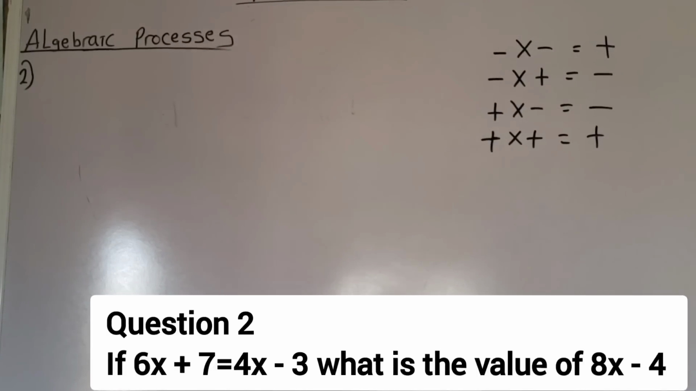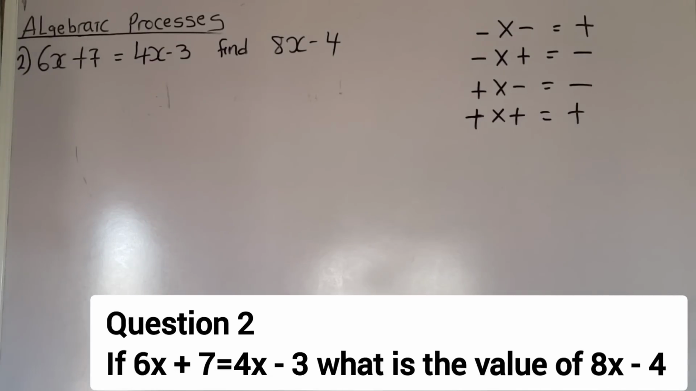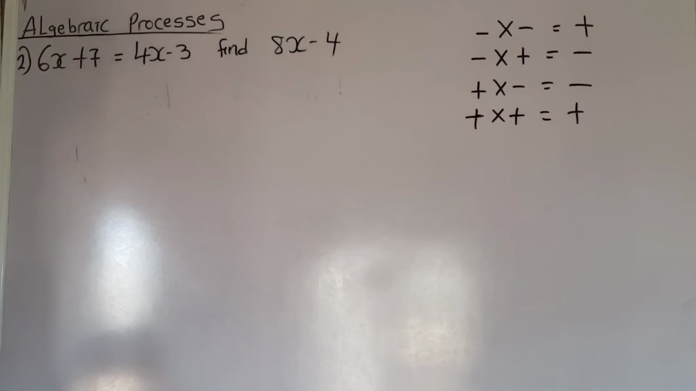Okay, question 2. If 6x plus 7 is equals to 4x minus 3, what is the value of 8x minus 4? I want you to pay attention. We cannot find the value of 8x minus 4 without knowing the value of x, okay? So it's similar to the previous question that we solved, okay? I'm very sure you can solve this, okay? Now, the first step here is to collect like terms. We want to find the value of x now, okay?